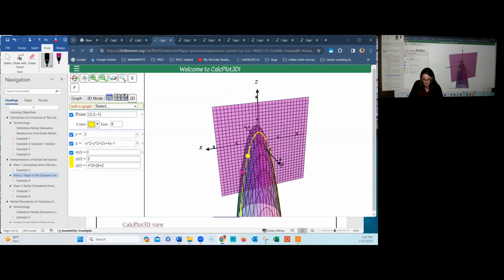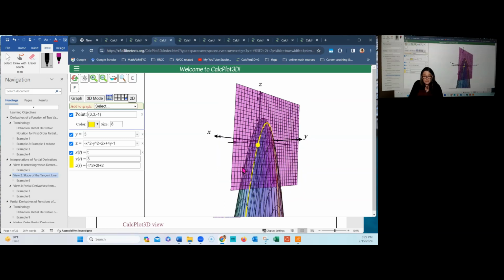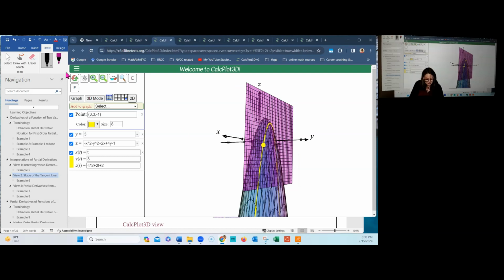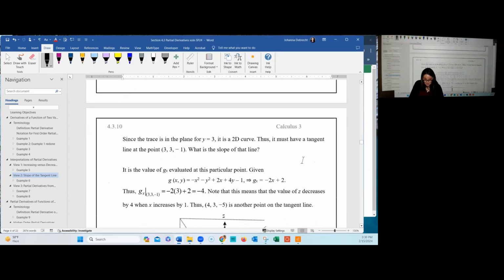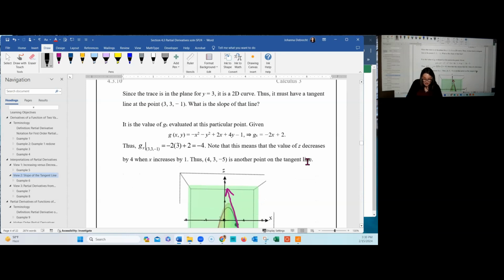You may be wondering, well, how did you get it on the plane? Well, hang on and I'll show you. Once I have that 3, 3, negative 1, I know the trace in the plane where y equals 3 is a 2D curve. So it's got to have a tangent line at this point, 3, 3, negative 1. What's the slope of that line? I went ahead and computed the partial of g with respect to x.